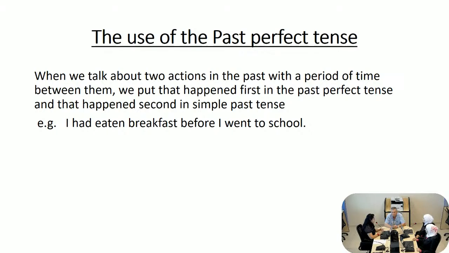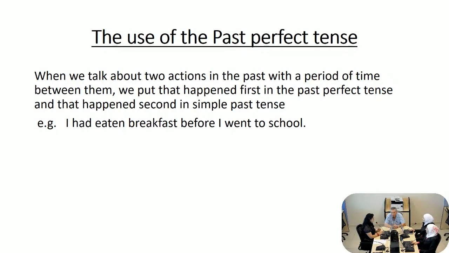Example: I had eaten breakfast before I went to school. So breakfast was first. I ate breakfast first, then I went to school. Actually, in this sentence, since we have the adverb "before", we don't need the past perfect. We can say, "I ate breakfast before I went to school," because it's clear. But since we are explaining the past perfect, we put it in the past perfect to show that it happened first. Next slide, Ms. Rina, please.